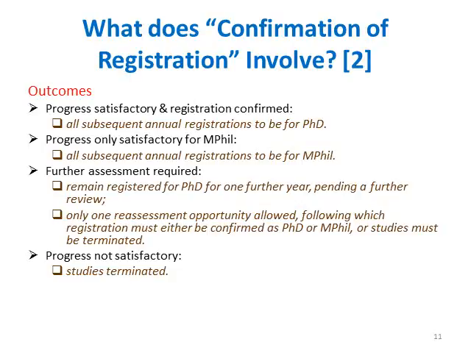Alternatively, we could have a further assessment required outcome. This means that students would remain registered for a PhD for 1 further year, but would be required to undertake a further review. And there is only 1 such further review allowed, and after that, the registration must either be confirmed as PhD or changed to MPhil, or studies must be terminated. And the final outcome is progress not satisfactory, studies terminated. This would be very rare, at least on the first occasion, but it does happen occasionally.